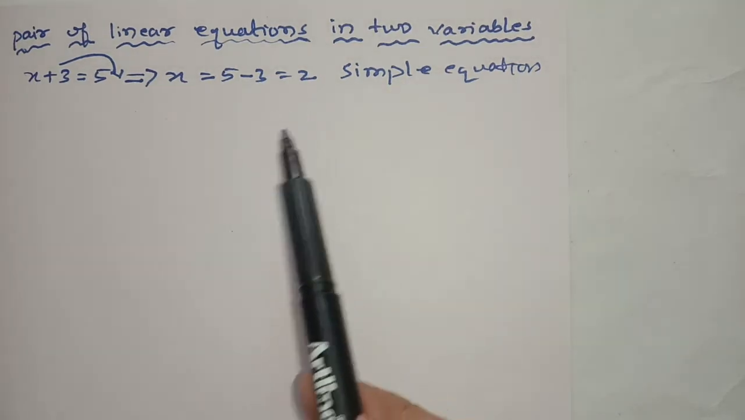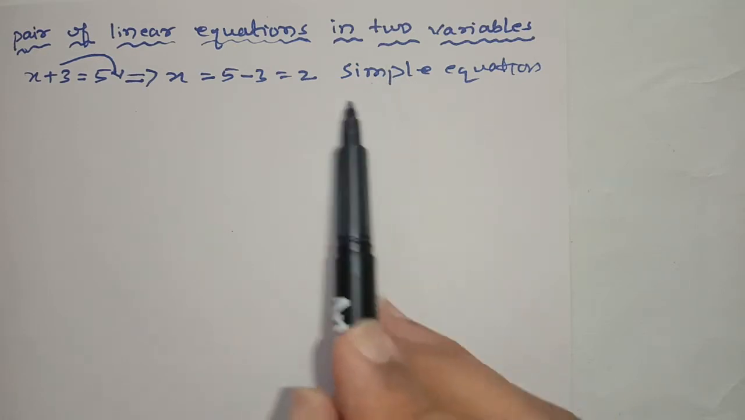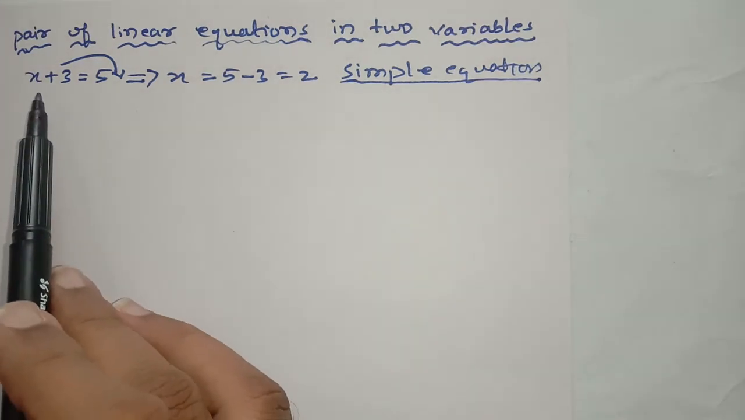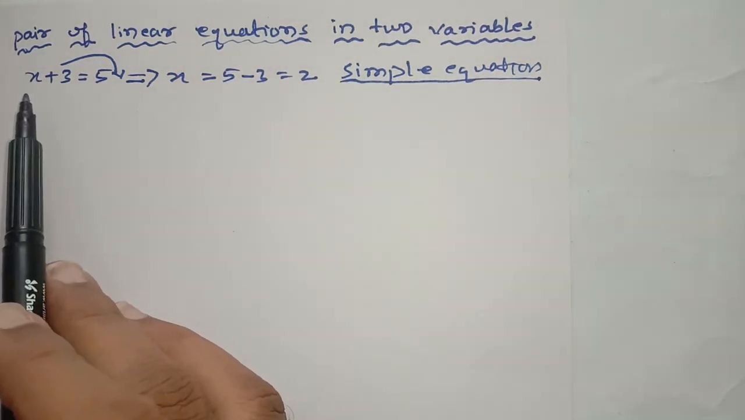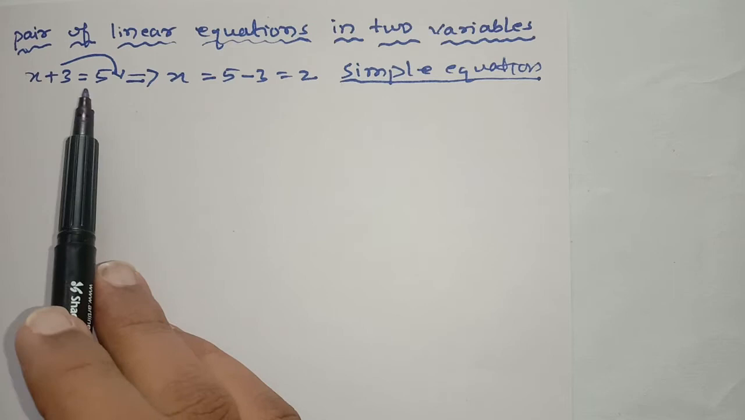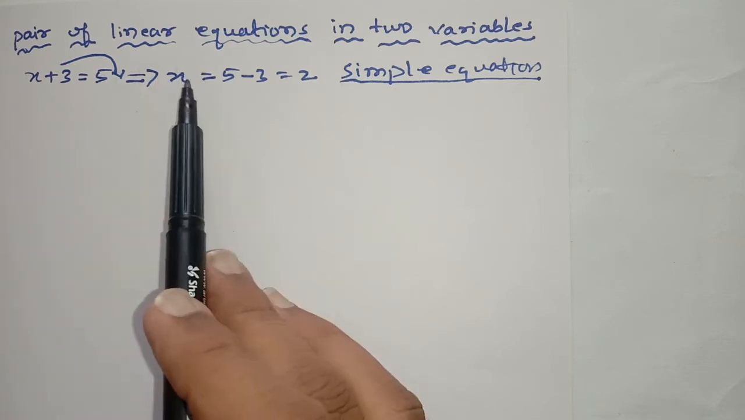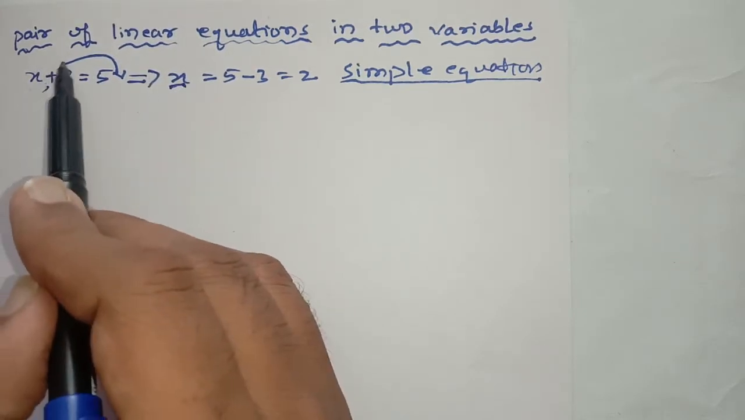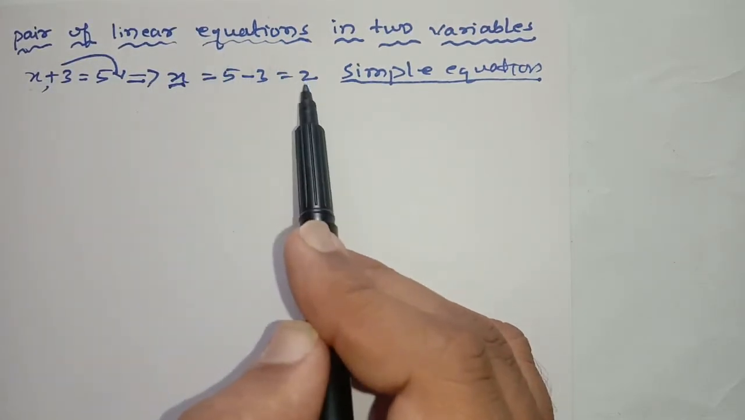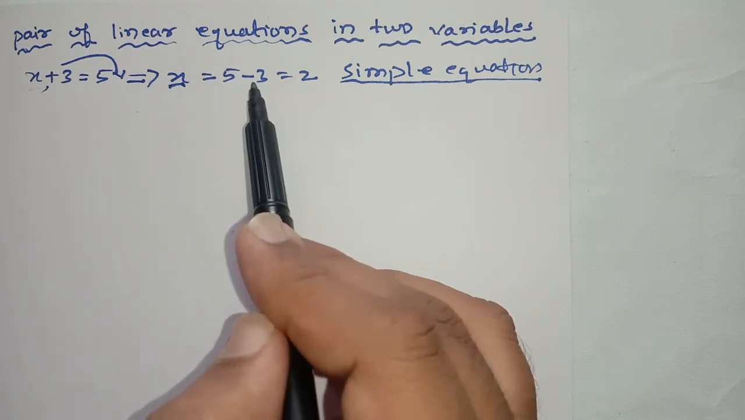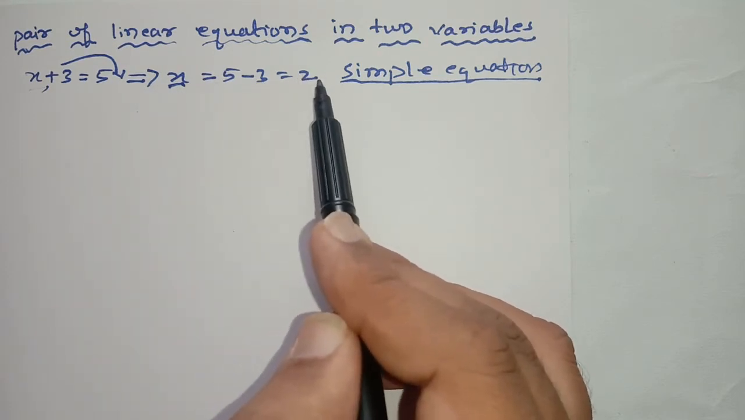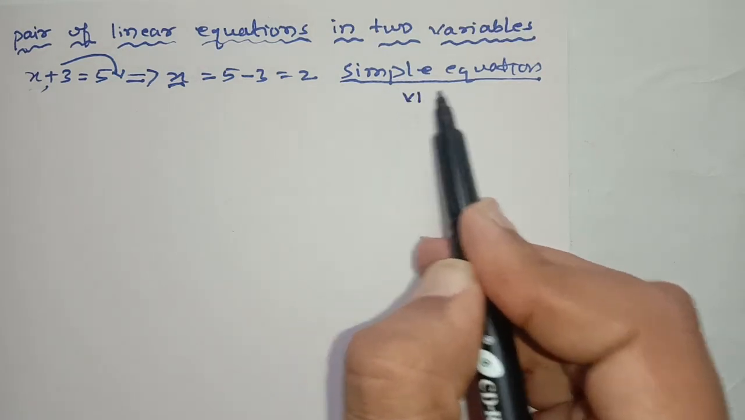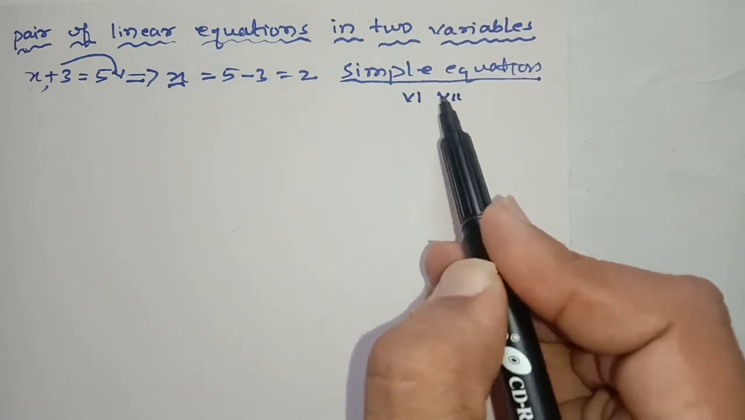Students, in 6th and 7th standard you learned simple equations. Suppose an equation is given like this: x plus 3 is equal to 5, find the value of x. We keep x here and transfer plus 3 to the right hand side. When you transfer, it becomes 5 minus 3 and the answer will be 2. That is a simple equation, taught in 6th and 7th standard.